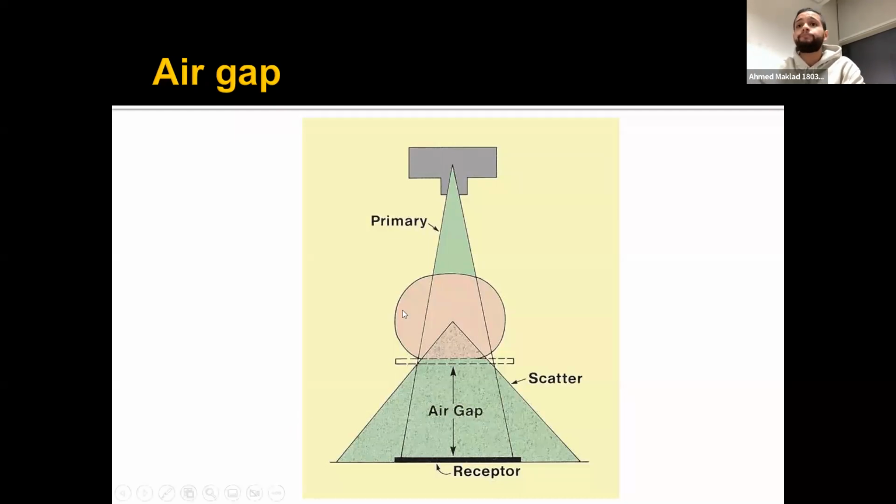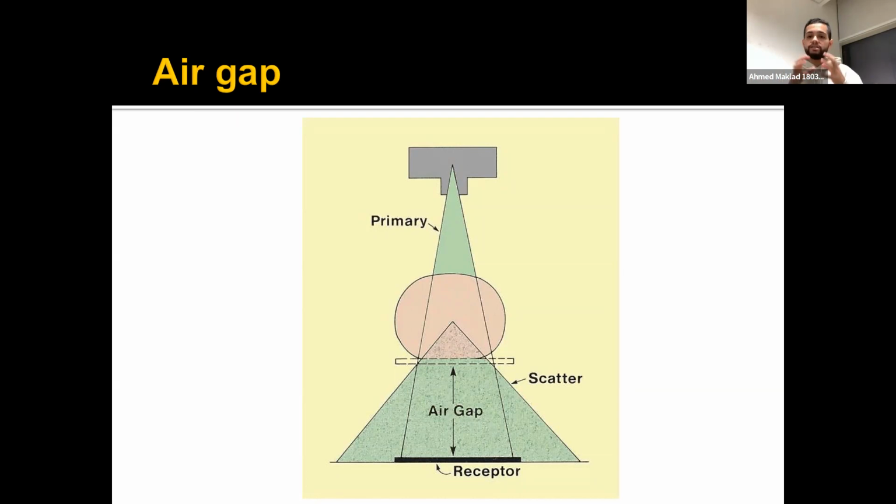Now, for the air gap, let's talk about the air gap. The air gap is another way of decreasing scatter. The closer the sheet or the film of X-ray is to the patient, the less the scatter is. The air gap is basically the gap between the receptor right here and the patient. If you increase this gap, you allow the X-rays to scatter more. This doesn't have anything to do with the dosage, but it does have to do with the image quality.